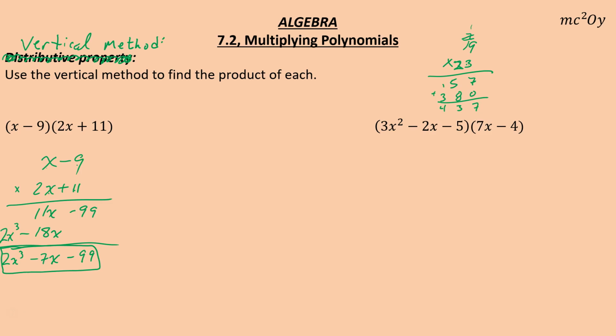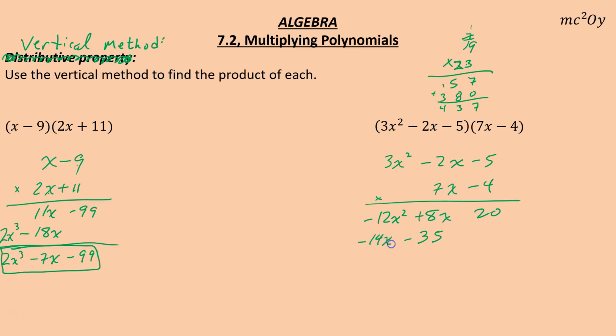If you have a trinomial, I would personally put the trinomial on top. So 3x squared minus 2x minus 5. I put the one with the most terms on top, the one with the least terms on bottom. Multiply it up. Negative 4 times negative 5 is positive 20. Negative 4 times negative 2 is positive 8x. Negative 4 times 3 is negative 12x squared. 7 times 5 is 35x. It's negative 35x. 7 times negative 2 is negative 14x squared. And 7 times 3 is 21x times x squared is x cubed.